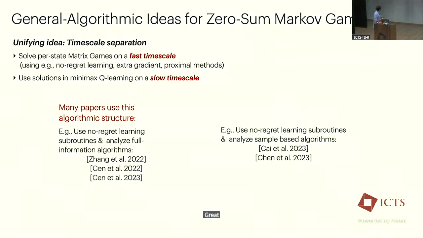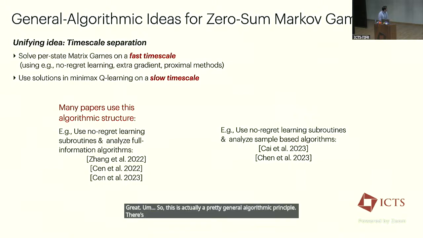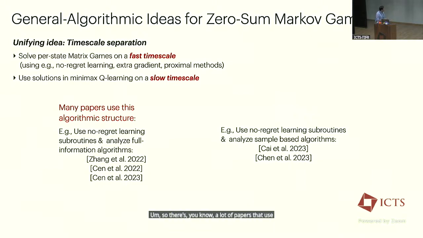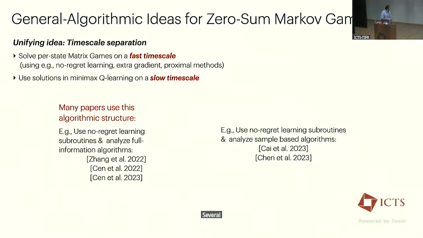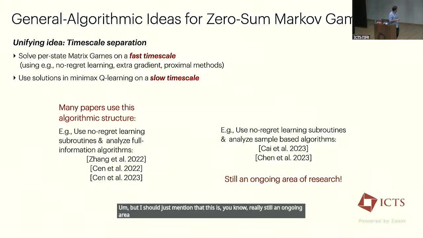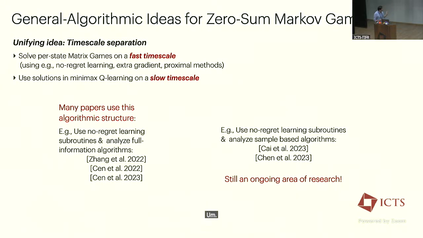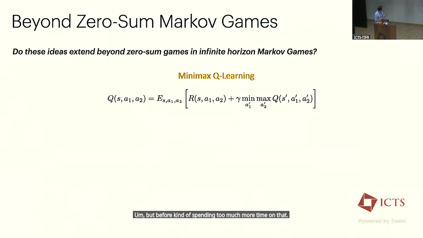Great. So this is actually a pretty general algorithmic principle. There's a lot of papers that actually use this structure. So there's a lot of papers that use no regret learning subroutines and analyze basically full information algorithms. Several papers have actually started to look at sample-based algorithms for solving these. But I should just mention that this is really still an ongoing area of research. If you look at these papers, these are all from the last couple of years or so. But before spending too much more time on that, I'd like to think about whether or not these ideas extend beyond the infinite horizon case.